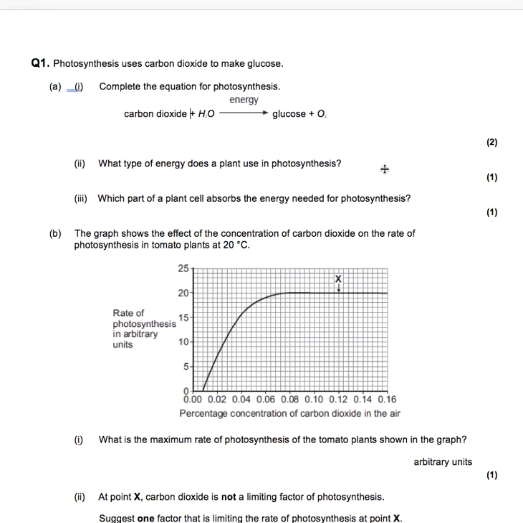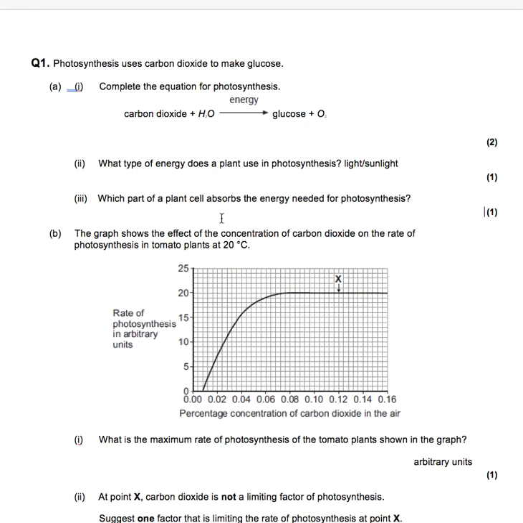So that's that equation. What type of energy is used? Well, that is light or sunlight that you need there. Solar isn't enough. Sun isn't enough, sunshine isn't enough, and thermal or heat is just wrong. So it has to be either light or sunlight there.